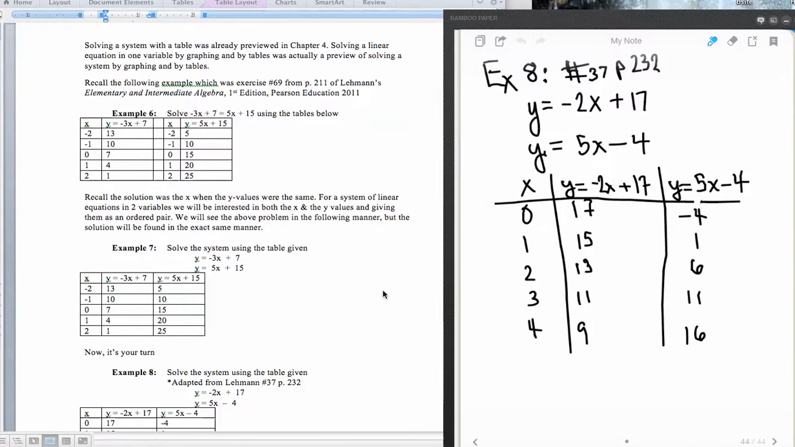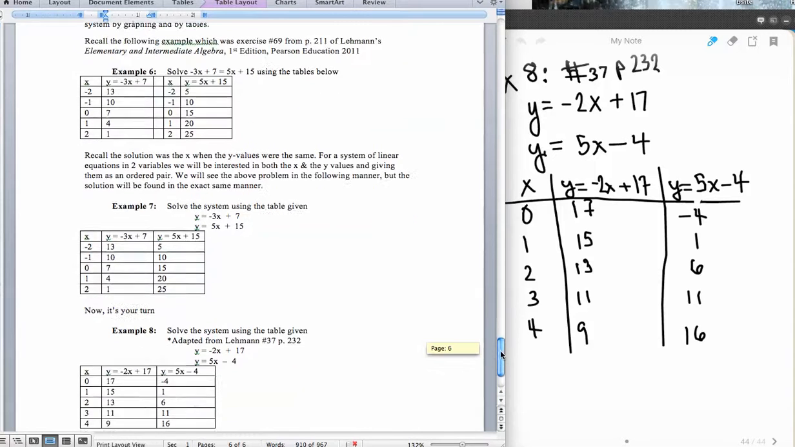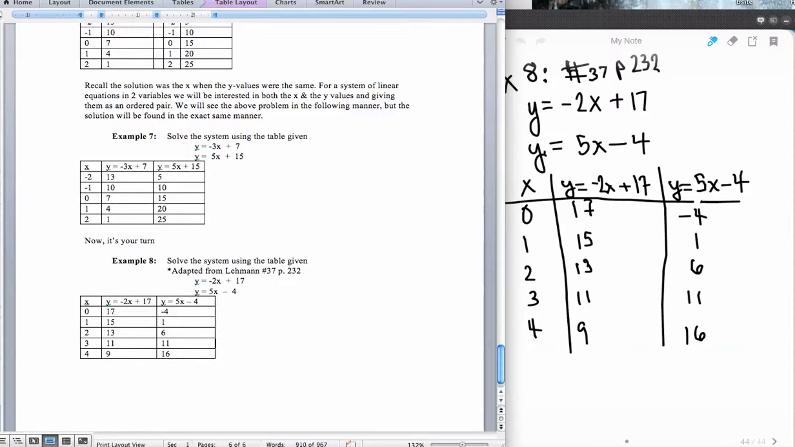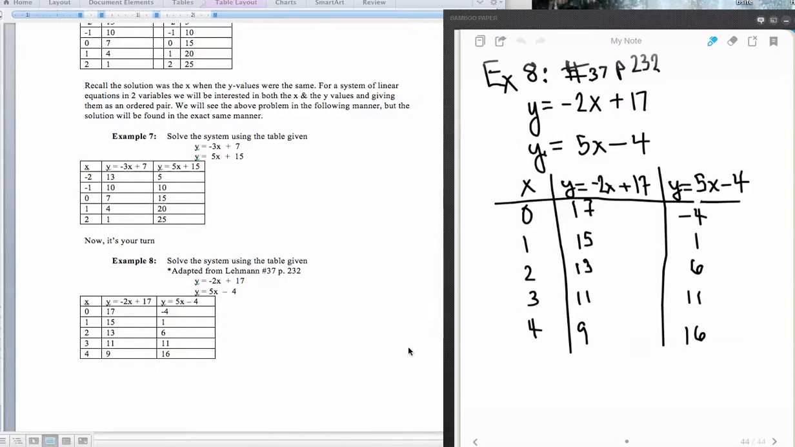Now, let's move on to example number 8, and maybe you should go ahead and try this one on your own, because you know how fast this is going to solve once I move through the solution. So why don't you pause right now and go ahead and write down the solution on your own.